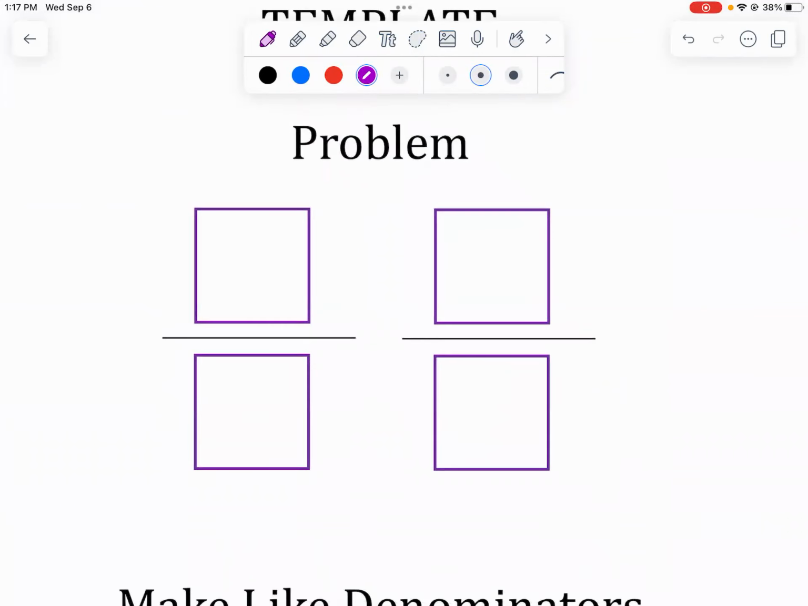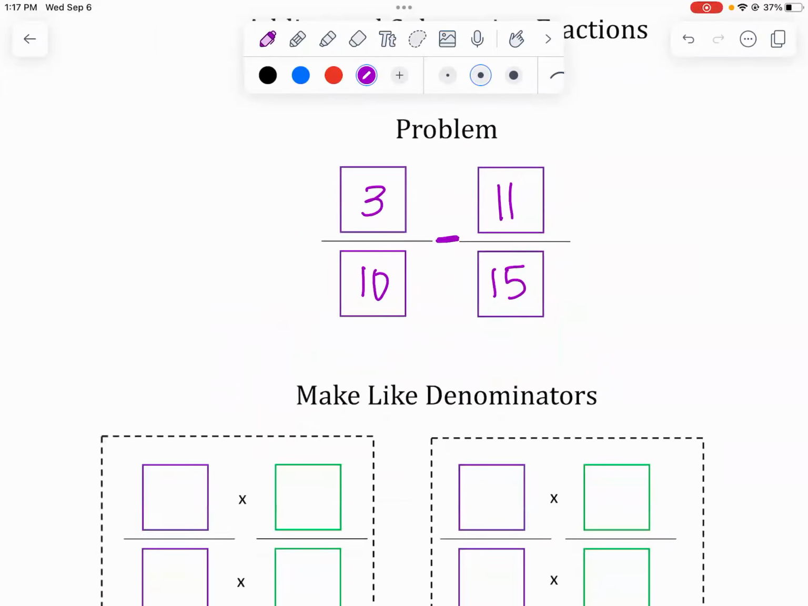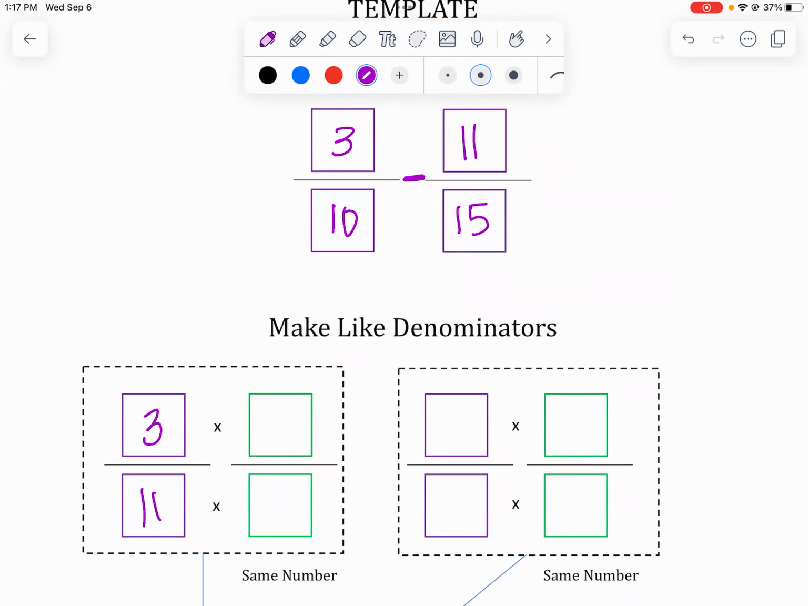Okay, we're going to do problem number 3. 3/10 minus 11/15. Is that okay? Can I use your paper to help me? Thanks. So we have 3/10 minus 11/15. Now, there are a couple different ways we can go about making common denominators.